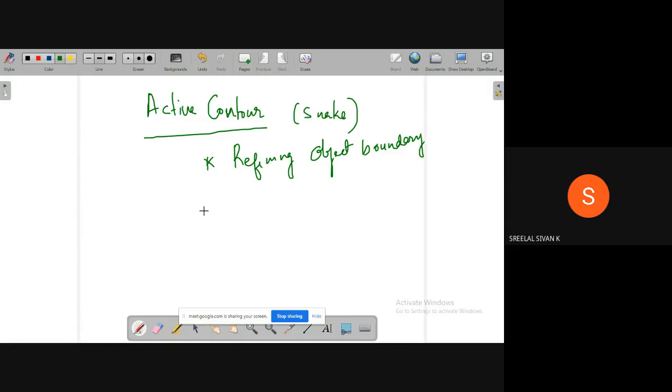Okay. So it will be formed by the connected edge points. We will connect edge points to get a boundary. So here we are focusing on this being done by using some properties. That means using some energy function, minimization of energy function. So that is the technique used here to extract the object or refine the boundary.